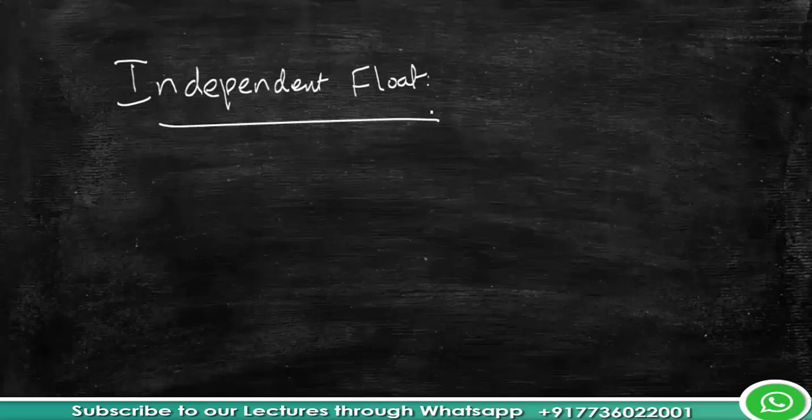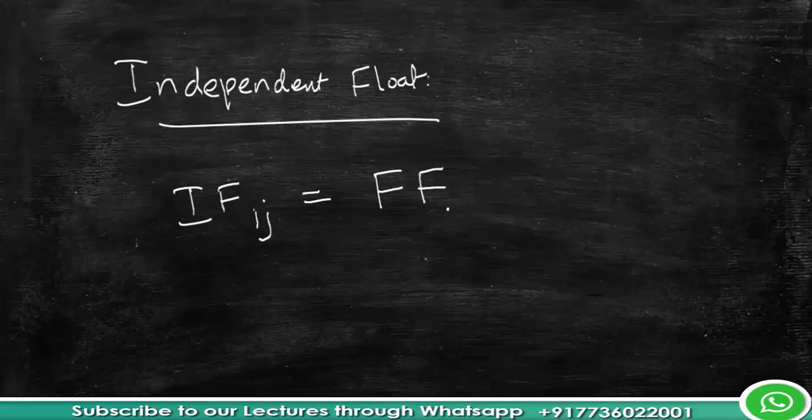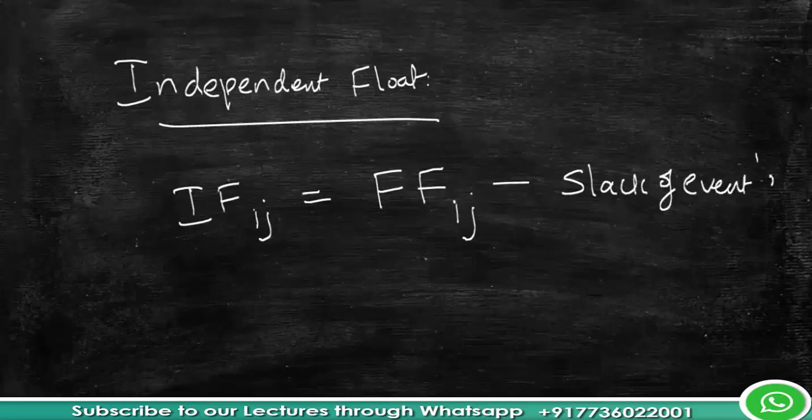So in the previous step we have calculated the free float. From free float you have to subtract the tail event slack. So independent float of an activity I to j is nothing but free float of an activity I to j minus slack of event I. So this independent float is always either equal to or less than the free float of an activity, and if a negative value is obtained then independent float is taken as 0.